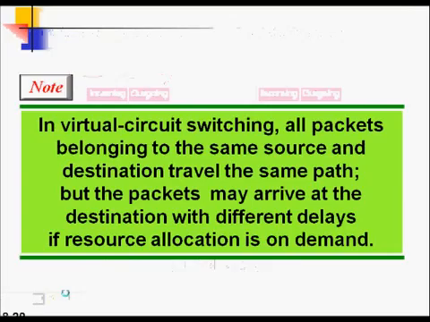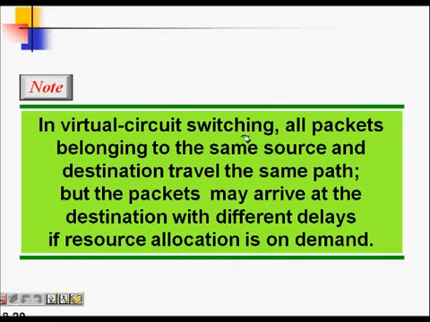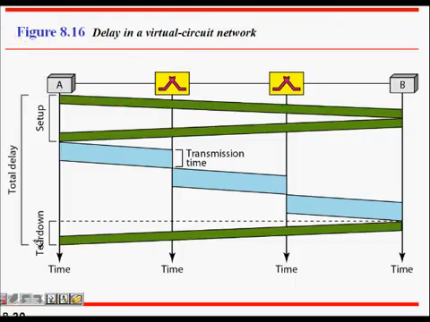So this is done. In virtual circuit switching, all packets belonging to the same source and destination travel the same path because we have the VCI, the virtual circuit identifier, and hence the route for the packets will be the same, but the packets may arrive at the destination with different delays. Okay, so that is there.